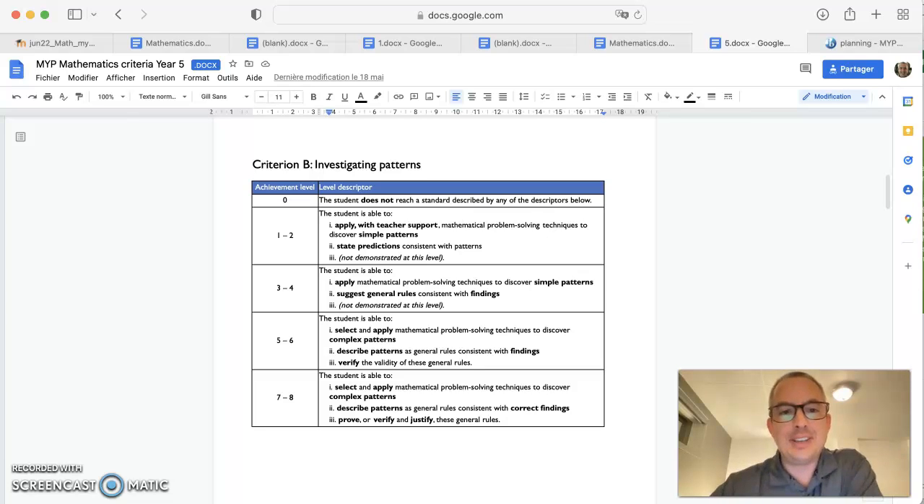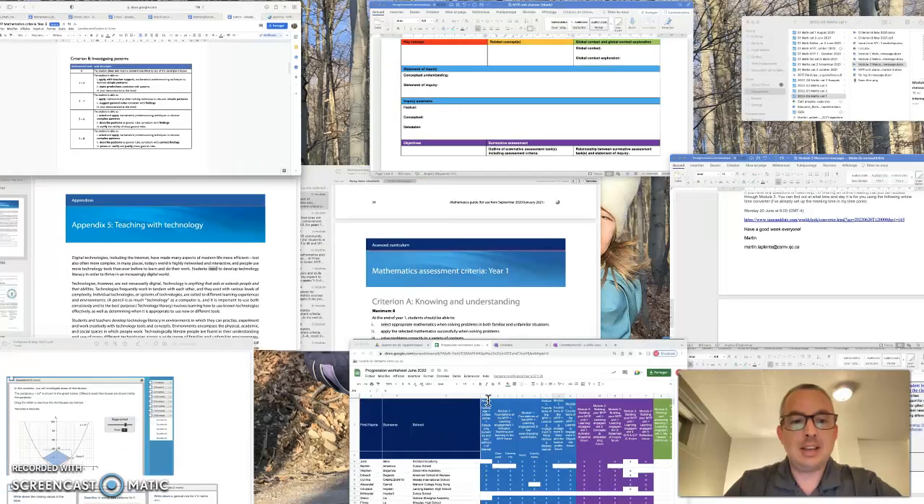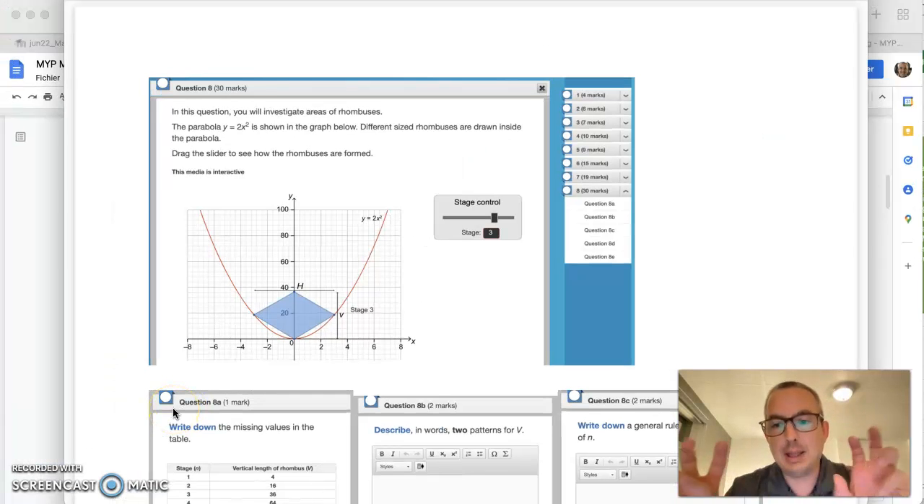Hi, so as I've just said, I wanted to look at criterion B, and I've just said that we had to allow the students to reach all levels of the rubric from level 0 to 8. So what I've done is that I have, let's say, allowed myself to take screenshots of MYP exams.